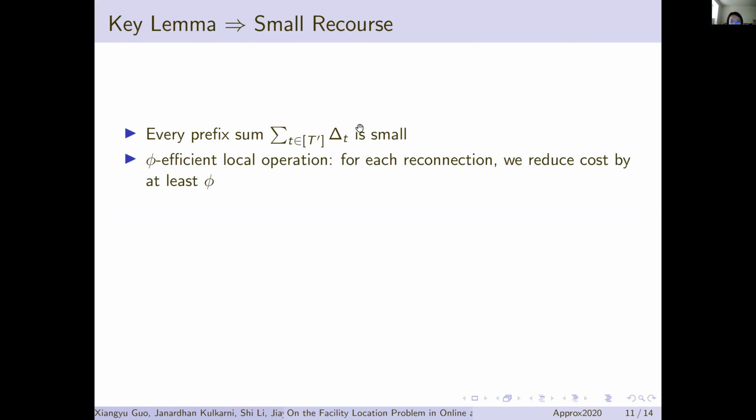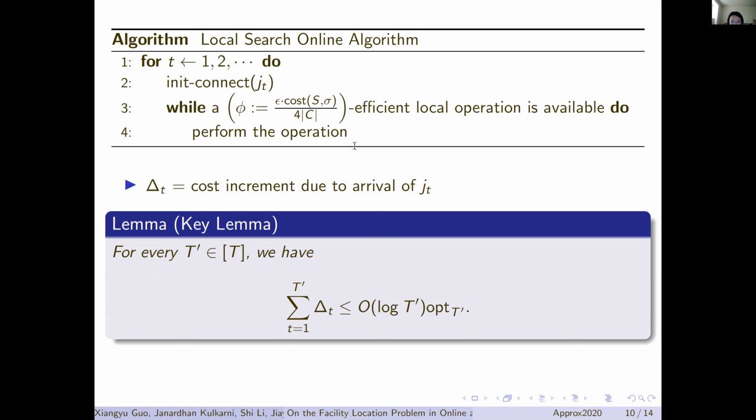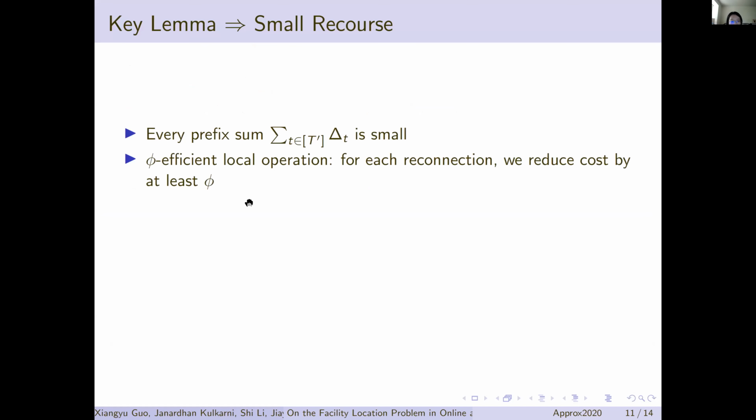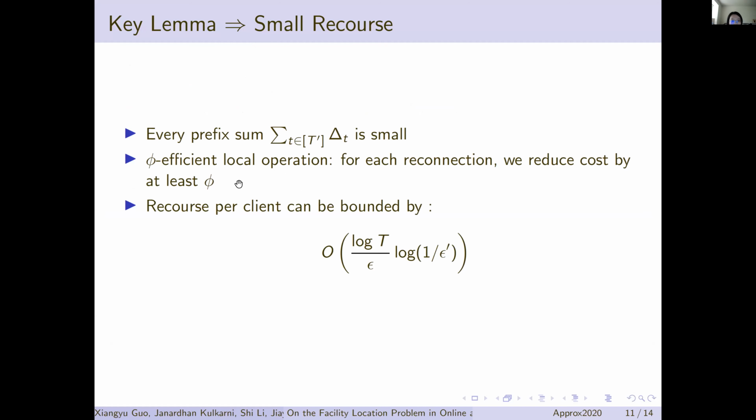Since this sum is small, it's bounded by this right-hand side, and each phi-efficient local operation needs to reduce the cost by at least phi. So now the recourse can be bounded by this term divided by phi. Roughly speaking, for the recourse per client, after a few calculations and a small trick, you can get the result big O of log t divided by epsilon, with a logarithmic factor of 1 over epsilon prime. So that's our result.